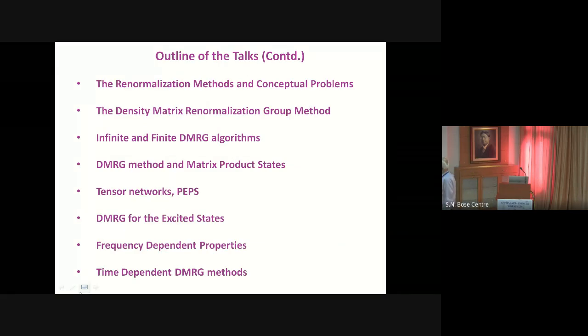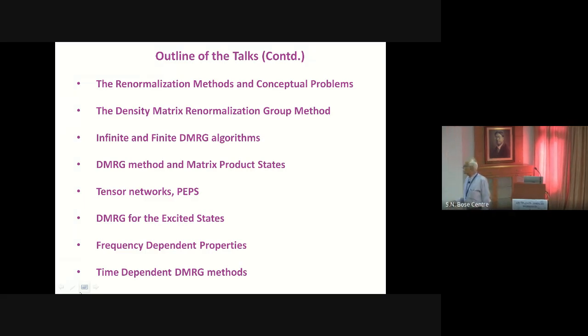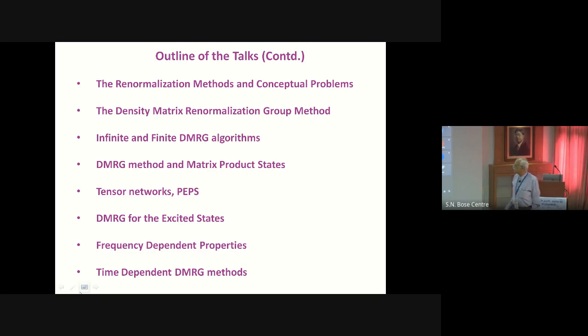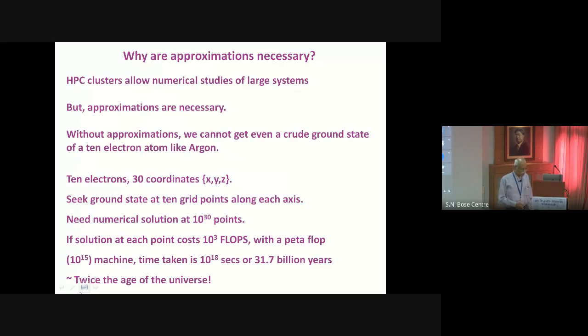Then in the second talk, I'll talk about the renormalization method in conceptual problems, the DMRG method, infinite and finite DMRG algorithms, how DMRG is related to matrix product states, and then a little bit about tensor networks. And then I'll talk about DMRG for excited states, basically because in molecular systems you want to look at excited states, and then frequency dependent properties and time dependent DMRG methods. So this is the plan of the 3 talks that I'm going to give.